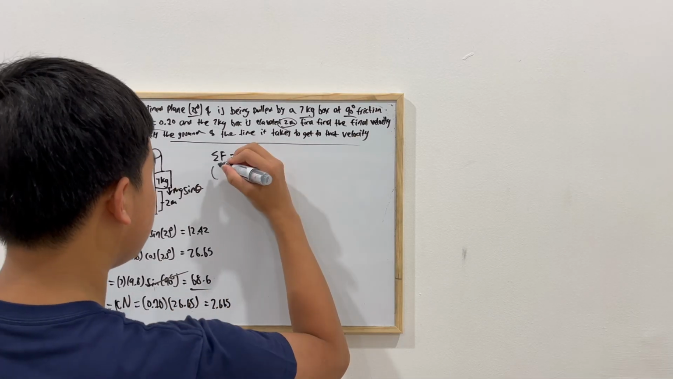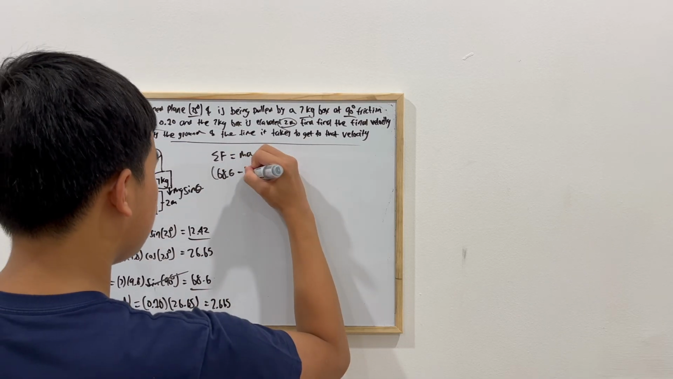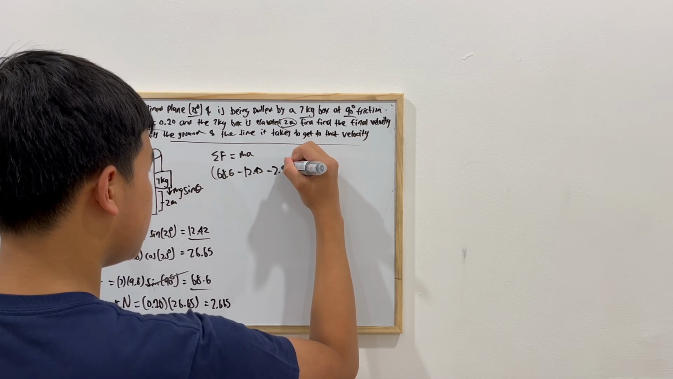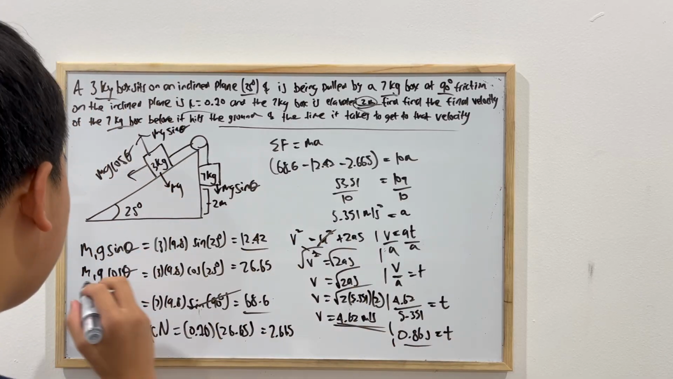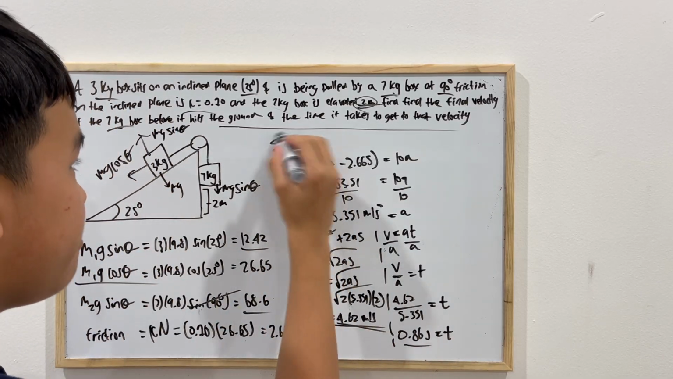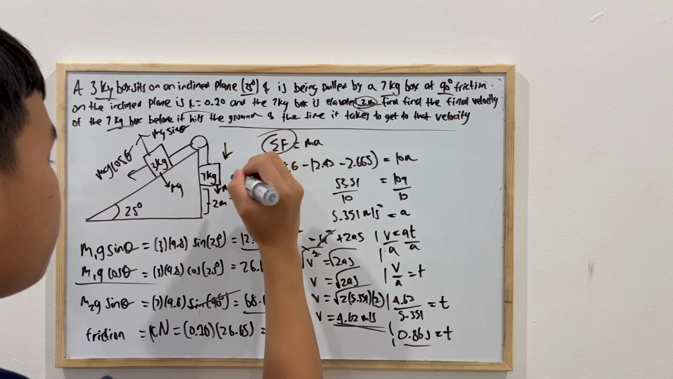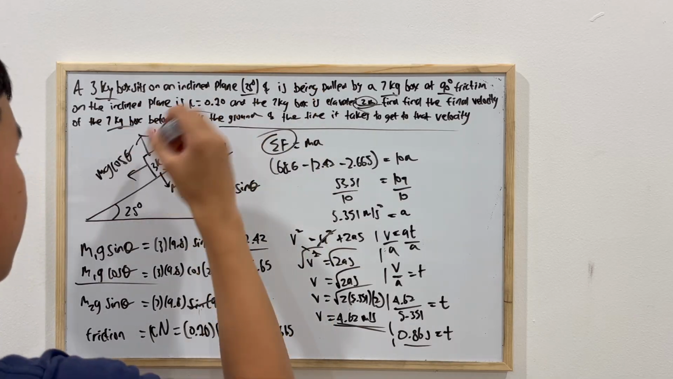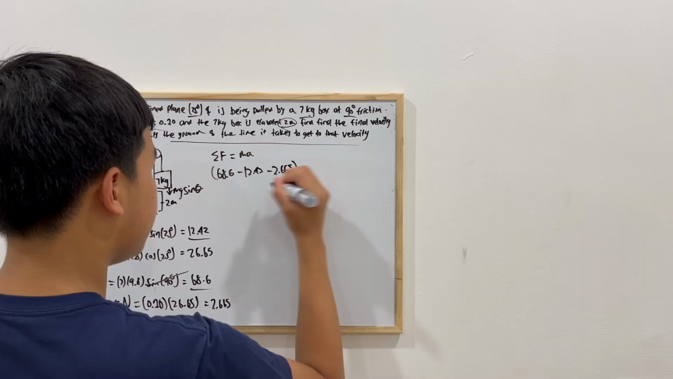So let's calculate the net forces. We have this one, 68.6, minus this one right here, 12.42, minus our friction, obviously, 2.665. Hi, future Paul here. I forgot to mention that we don't use mg cos theta in the net forces calculation because we're trying to find the acceleration in the downward direction for the 7 kilogram box, so the horizontal component would not matter in this situation. That's just a little notice.